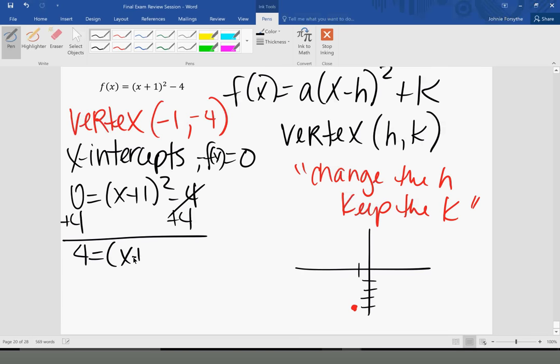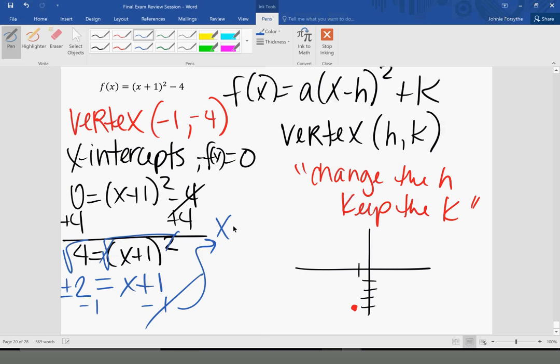So 4 equals x plus 1 squared. I want to take the square root to get rid of that square. So that's plus or minus the square root of 4, which is 2, equals x plus 1. And then to solve for x, I'm going to subtract 1. So what's happening is that I have x equals negative 1 plus or minus 2.